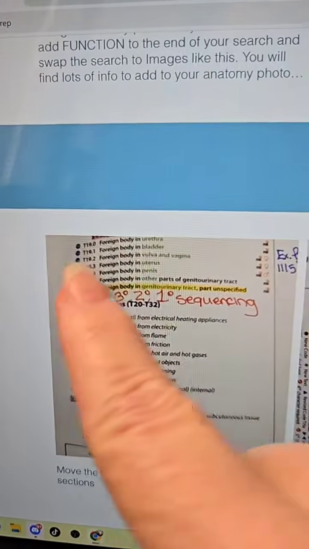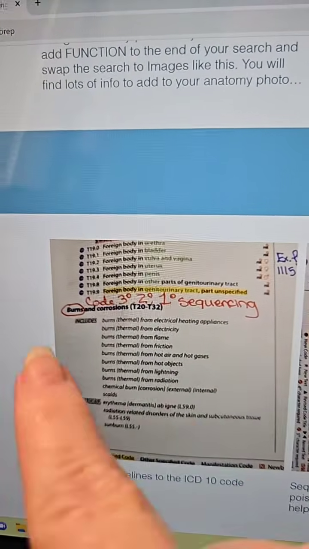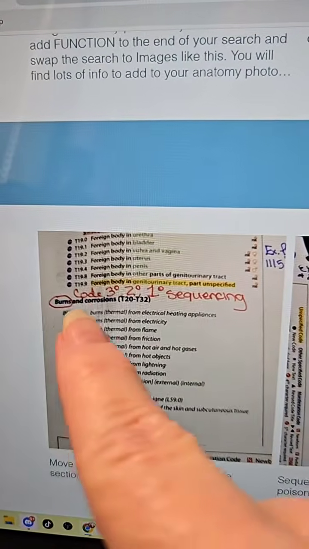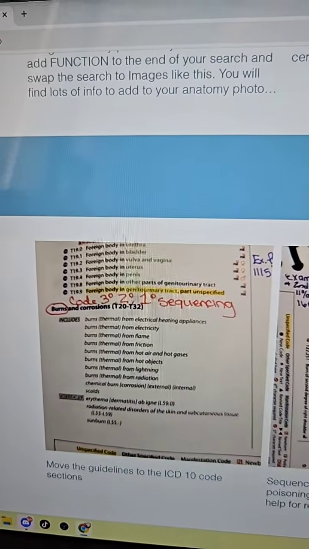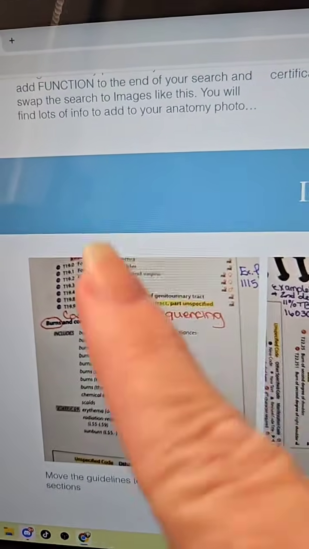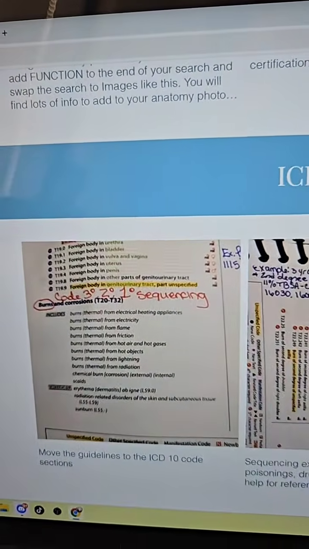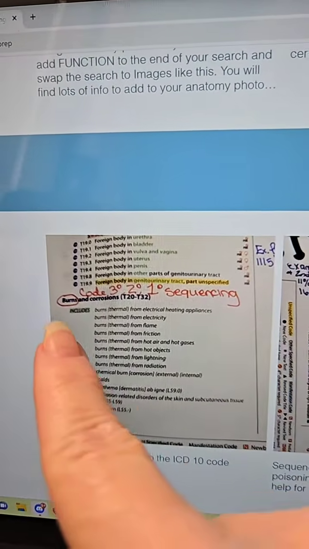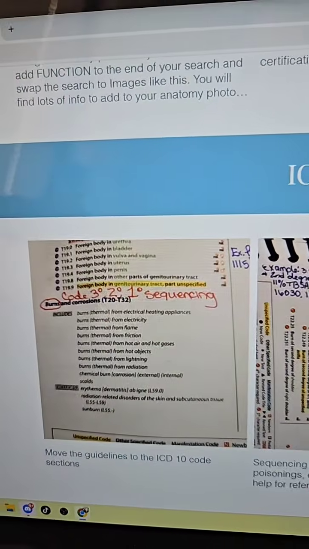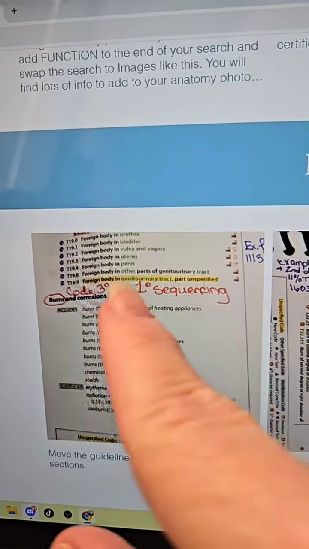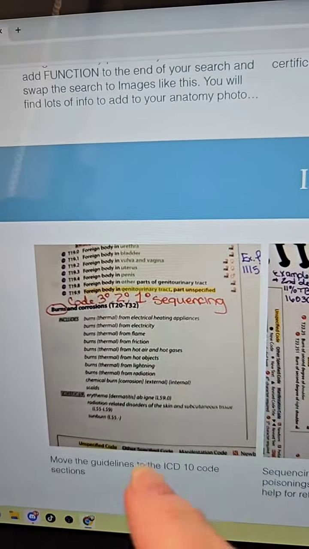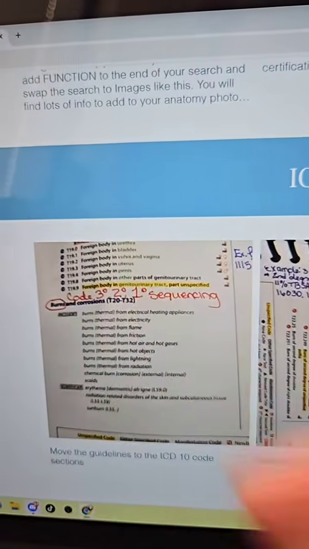And this is how I circle the guideline. This guideline is how you sequence burns. You do your 3rd degree burns first, your 2nd degree burns second, and then your 1st degree burns are the last thing you're going to code. So I went to those ICD-10 codes and I wrote that guideline down on the pages that it affects to remind me this is the order that we need to do.